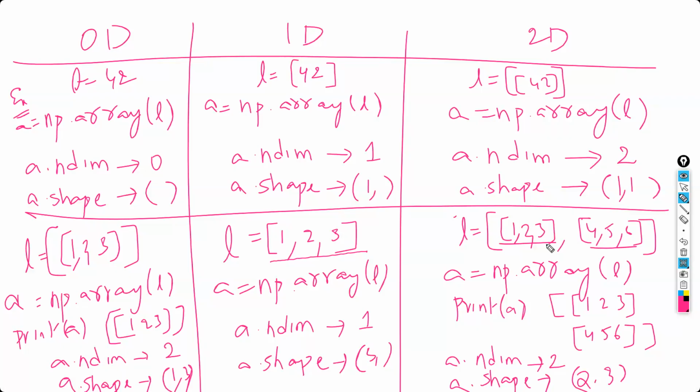Yes, ask any question. Which one? This is 1, 2, 3, 4, 5, 6. Which number? 2. So this is a normal list now. Sorry.